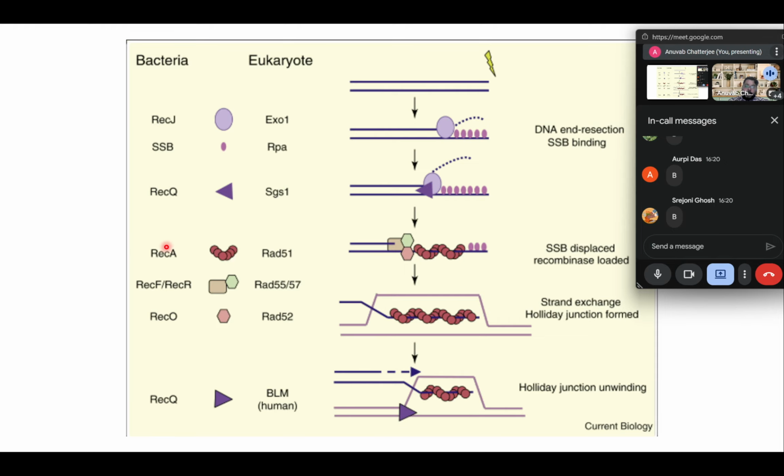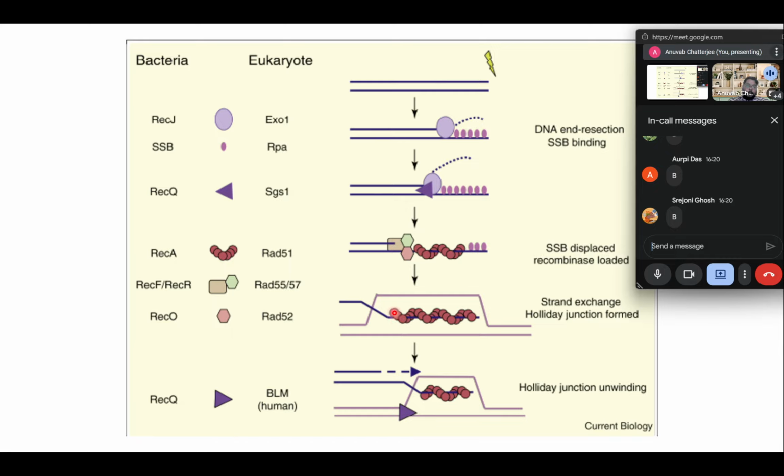RecA is the actual protein that causes the repair to sit on the single strand, and once it sits, RecA goes and looks for DNA that is identical to this single strand, which will be complementary to this broken strand. And it looks for it in the other chromosome.